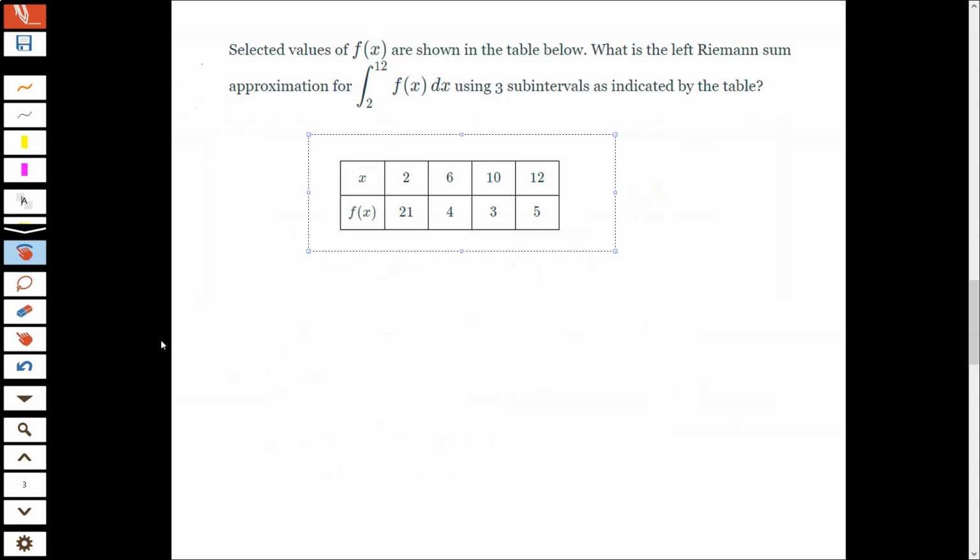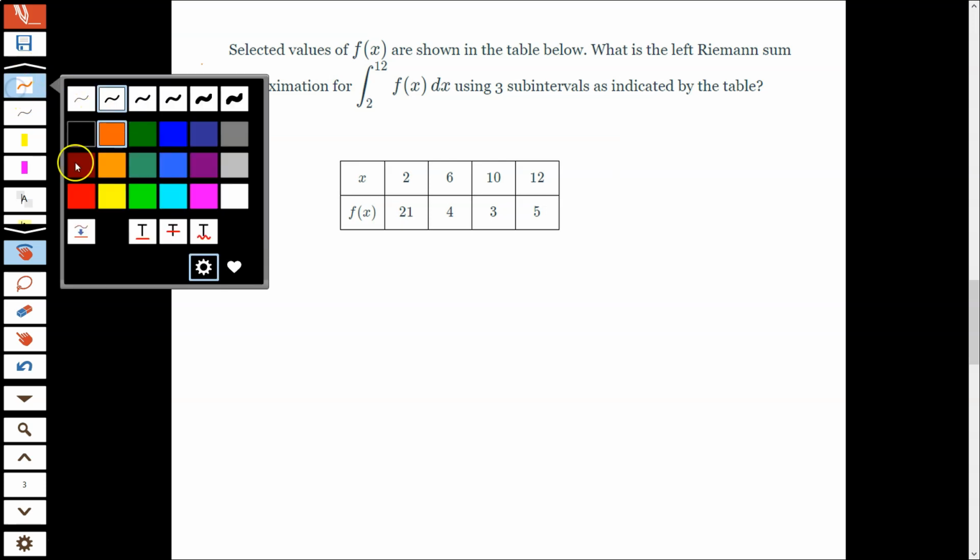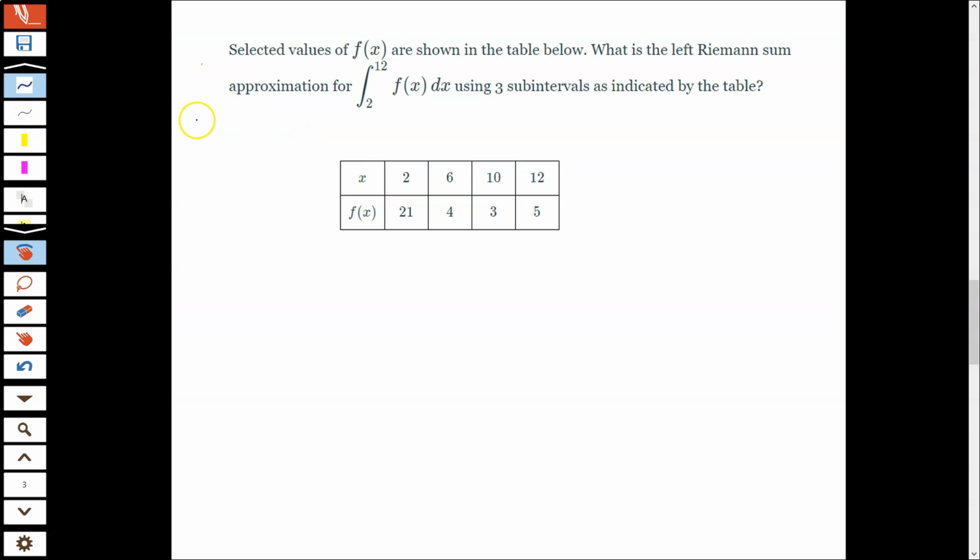Alrighty, here we have a left Riemann sum. Here's where we're going to start to really have to think about left versus right Riemann sum. So I'm going to draw you a sketch to remind you of what we saw in the last lesson. We're going to use 3 subintervals here. So let's say I have a function.